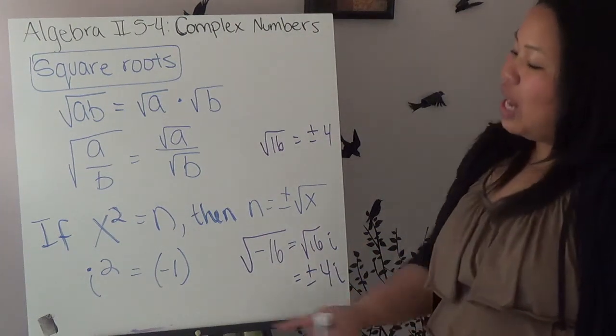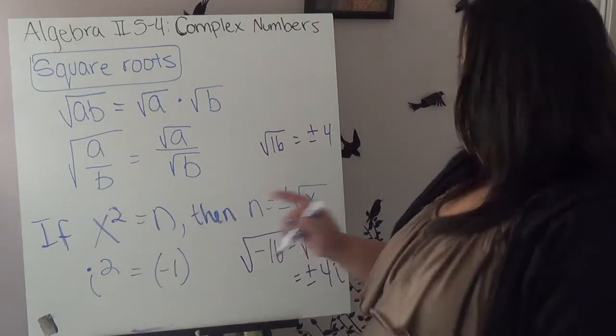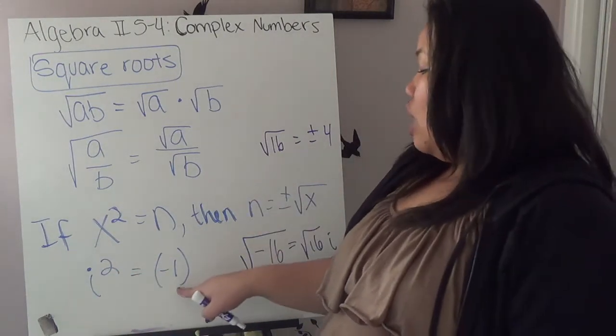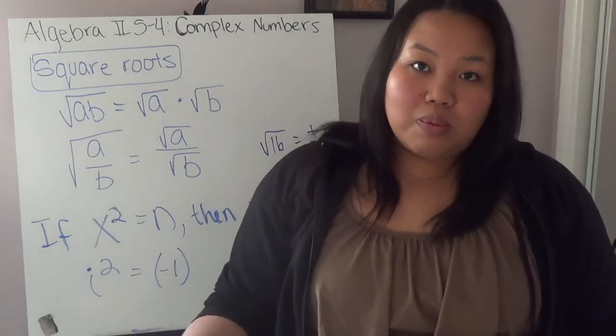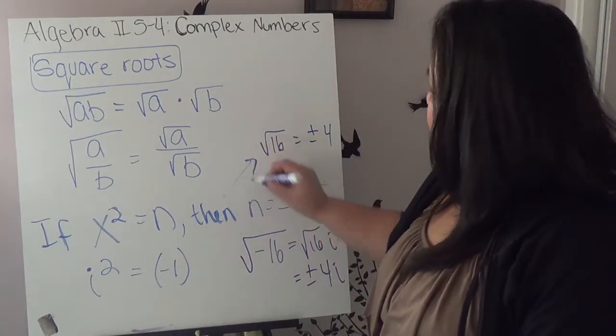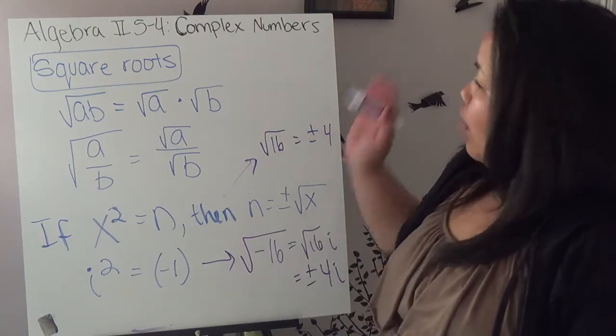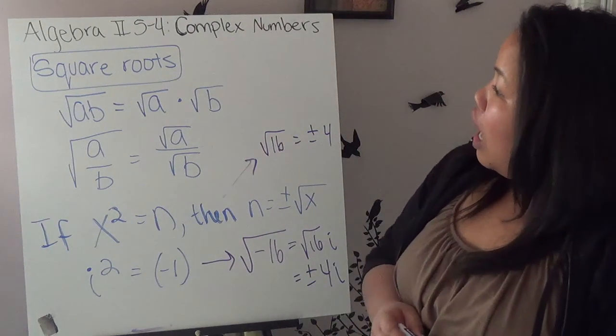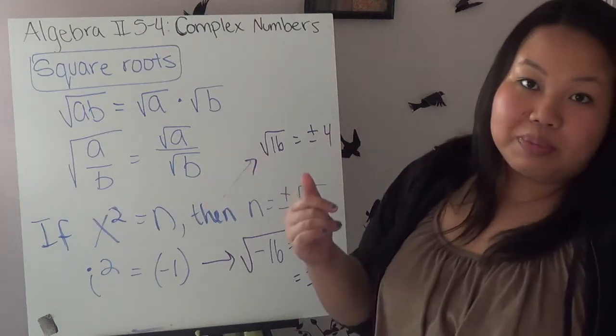Now, whenever I have an i squared, so if I have i times i, then it equals a negative 1. It actually equals a real number instead of just an imaginary number. So, here's an example of that. Go ahead and pause this and write it down, and we should be ready to do some example problems.